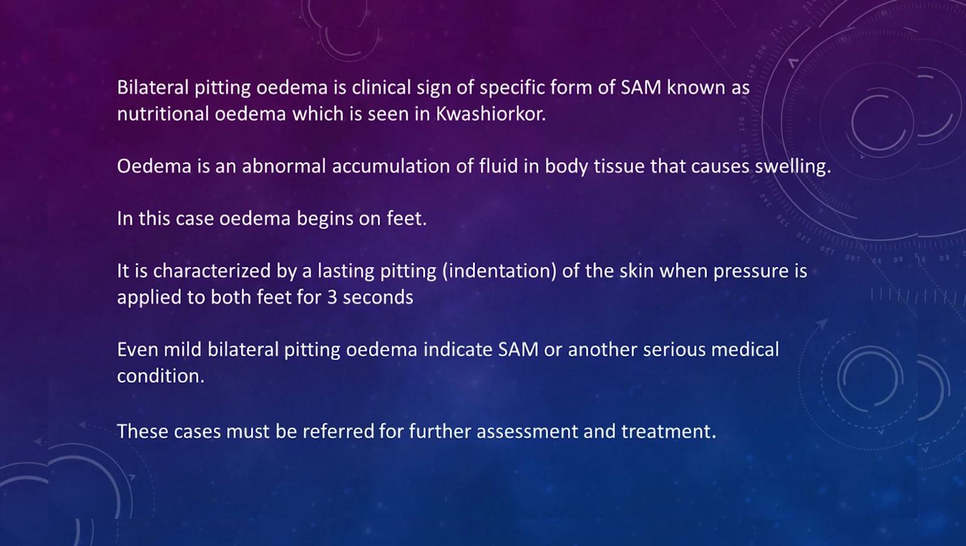Even mild bilateral pitting edema indicates severe acute malnutrition or another serious medical condition. So, this pitting edema is not a good sign in children. These cases must be referred for further assessment and treatment. When we observe edema, we have to do further investigation to rule out whether the child is suffering from malnutrition or any other systemic disease.